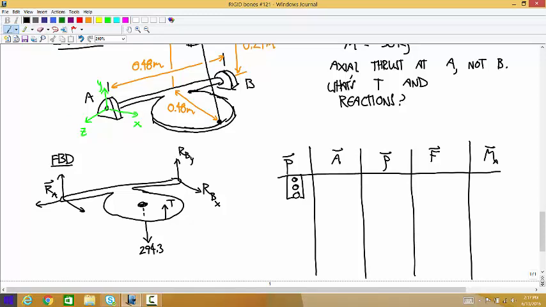So the force RA is at the origin. The about point is the origin. So the row vector is 0. The force vector is RAX, RAY, RAZ, and there's no moment.